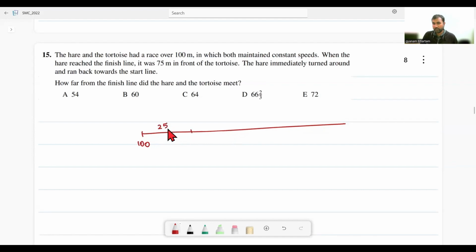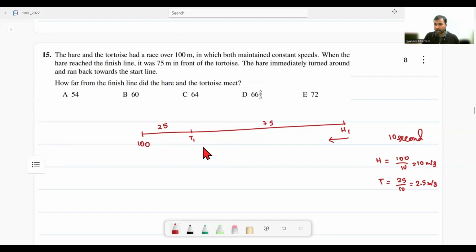So the tortoise only reached 25 and the hare has completed it. So 75 is there. So this is the tortoise's first position and the hare's first position at the same time. And let's assume this is a 10-second time. You can just assume any time. So here the hare's speed is going to be 100 over 10, so 10 meters per second. And the tortoise's speed is going to be 25 over 10, 2.5 meters per second. Now the hare starts going back, and the tortoise is also going in the same direction, 2.5 meters per second, and the hare is going with 10 meters per second.